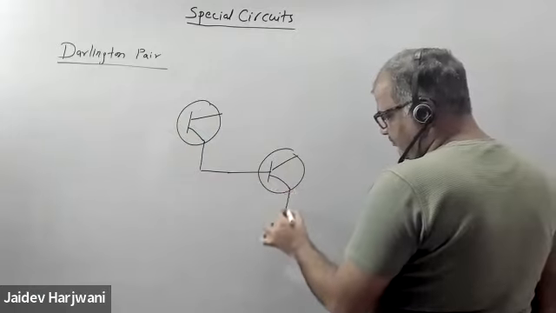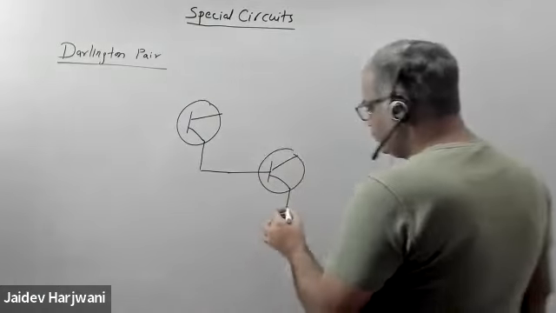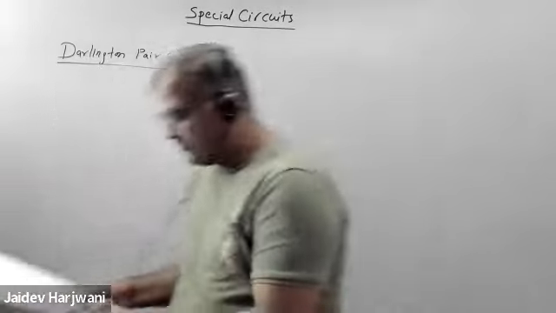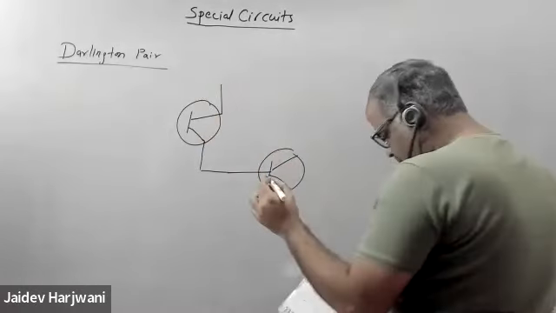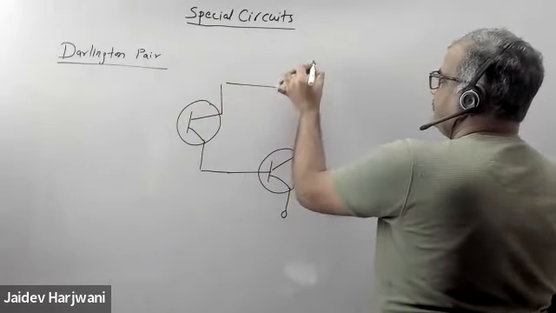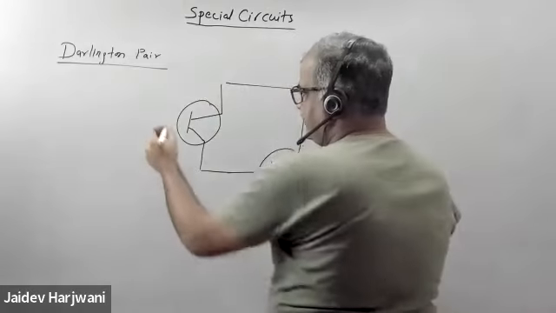This type of configuration is basically used to enhance the amplification factor beta. So you have two transistors, this is your VCC, and this is your base terminal.